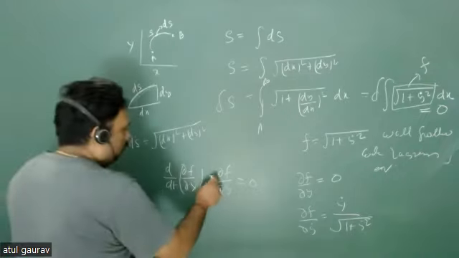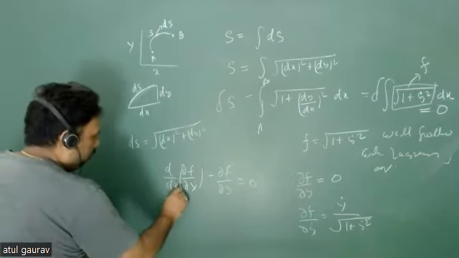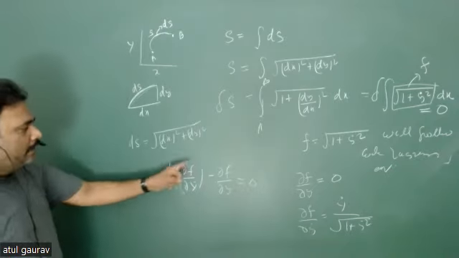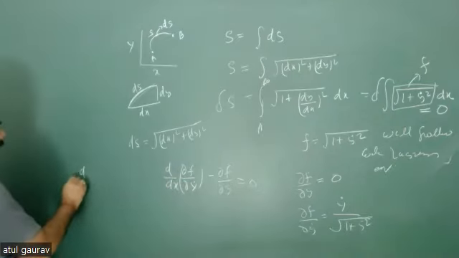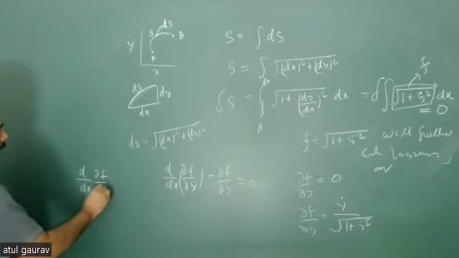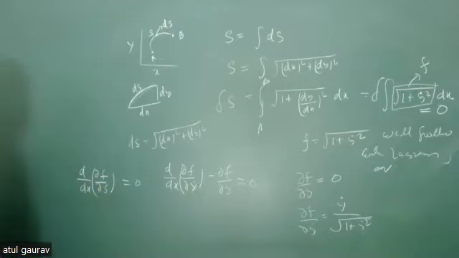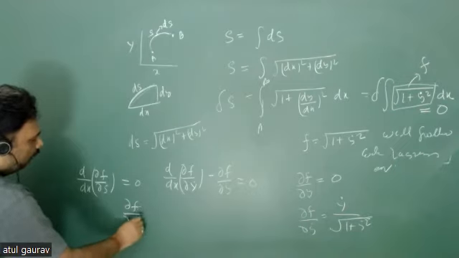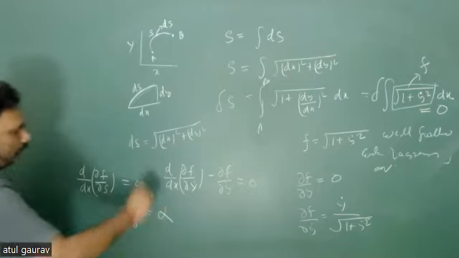Okay, so this value is equal to 0. Sorry, not d upon dt, d upon dx. Extremely sorry. So d upon dx of del f upon del y dot minus del f upon del y is equal to 0. So d upon dx of del f upon del y dot must be equal to 0, which means del f upon del y dot must be some constant. Let us call this constant alpha.